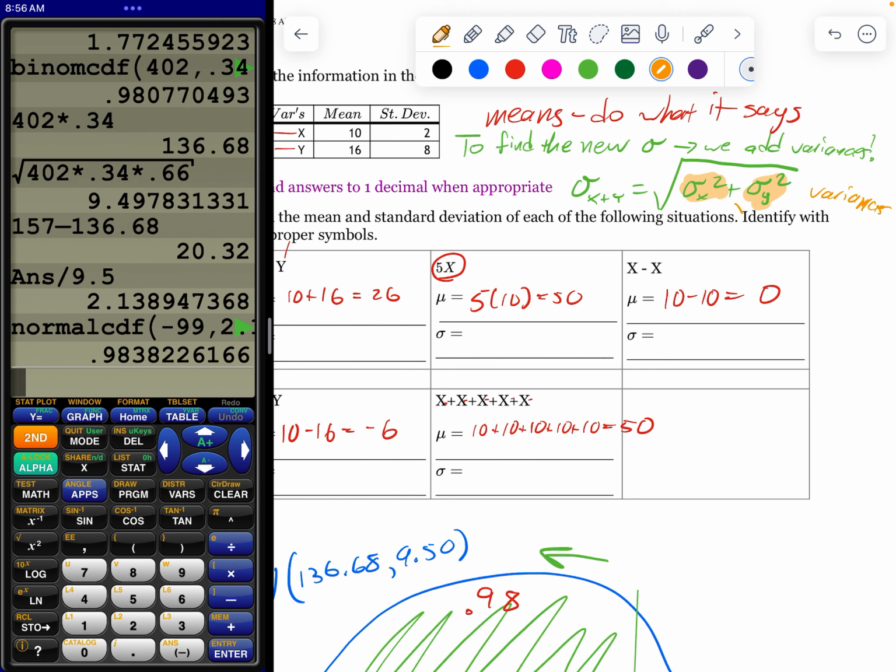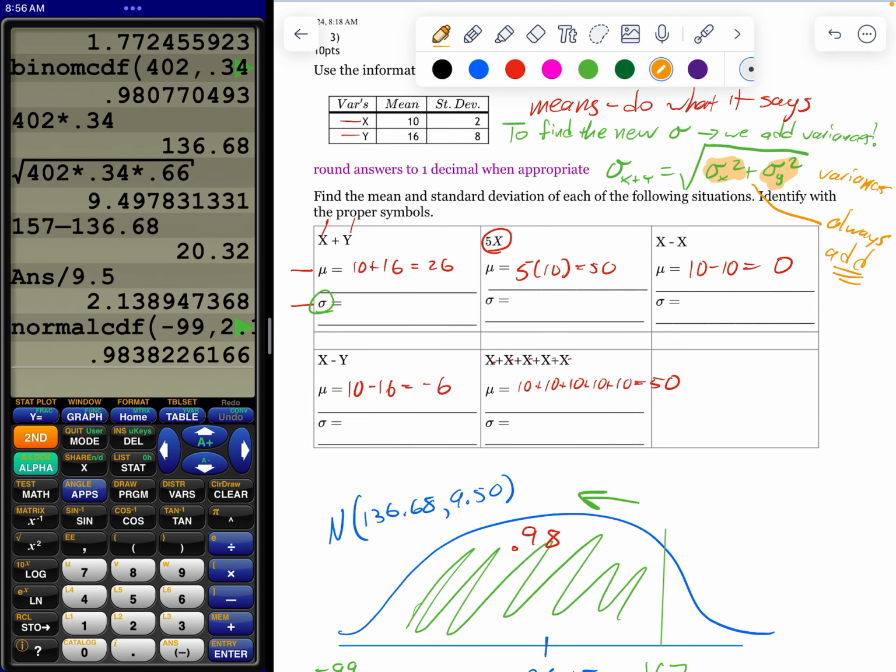And you always, always, you never ever subtract variances, even if you're like, oh, but I'm subtracting the data sets. It doesn't matter. Standard deviation always increases whenever you are combining two data sets in any fashion.